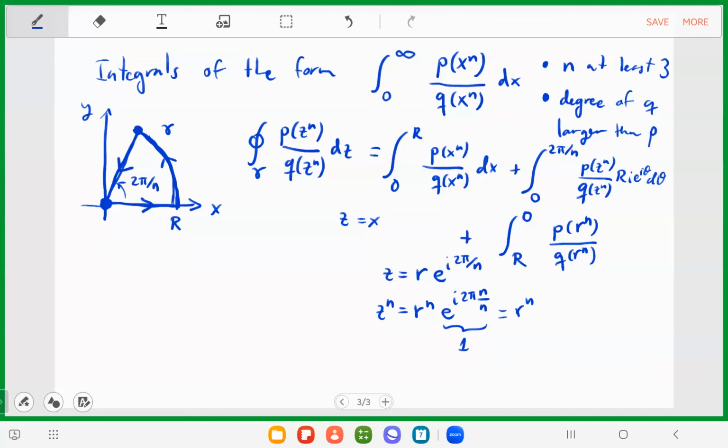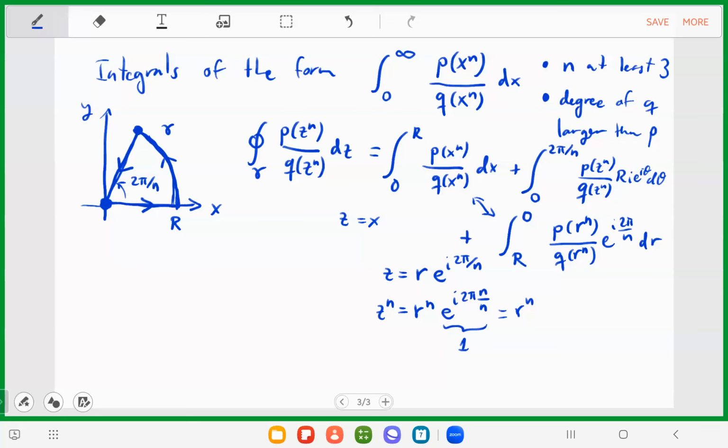The polynomials are evaluated on only the modulus. We still need the dz. Well, dz is just dr times e to the i 2 pi over n, and we get this integral. So notice that here we have the sum of 3 integrals. Only one of them is going to be 0, but notice the other 2 are related because it doesn't matter if we integrate along x or along small r. The real integral will give the same value no matter how you call the variable.